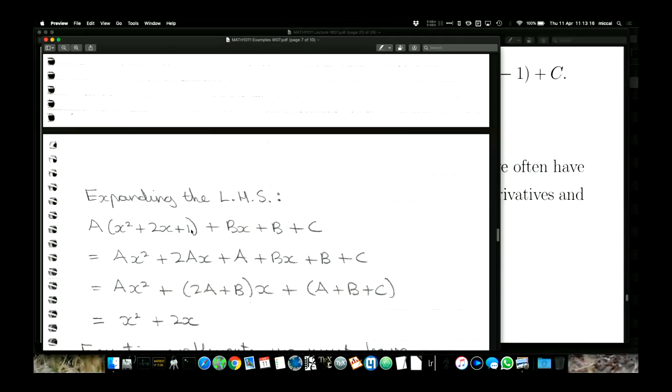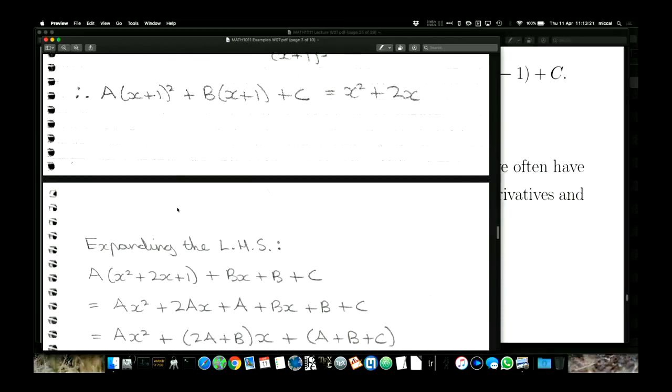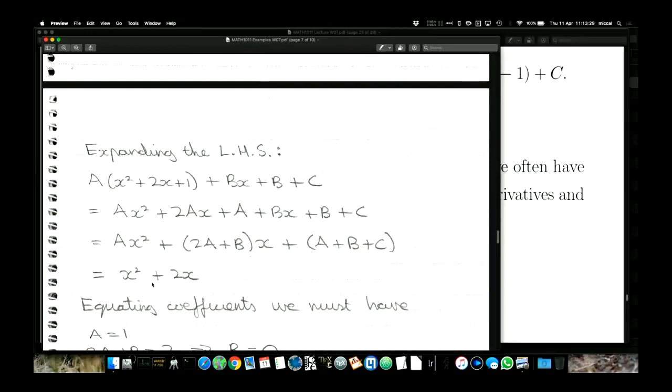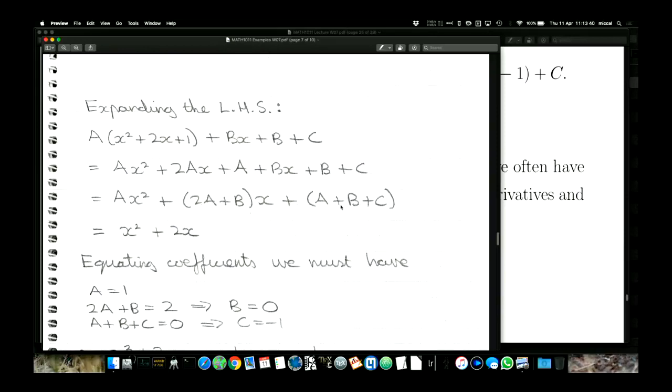Now what I did here instead is I just expanded this out and wrote it as something times x squared plus something times x plus something, which has to equal x squared plus 2x. So if you've got two polynomials that are equal, the coefficients have to be equal. So this is basically telling you that a has to be 1, 2a plus b has to equal 2, and a plus b plus c has to equal 0.